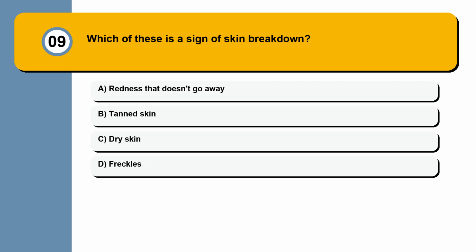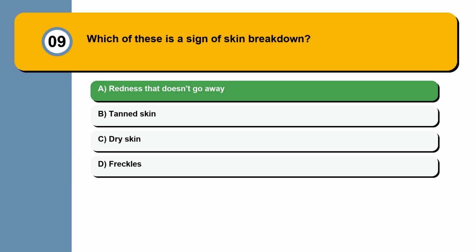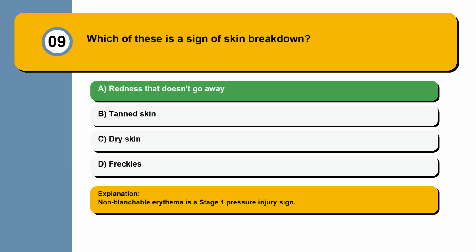Question 9. Which of these is a sign of skin breakdown? Redness that doesn't go away. Tan skin. Dry skin. Freckles. Non-blanchable erythema is a stage 1 pressure injury sign.